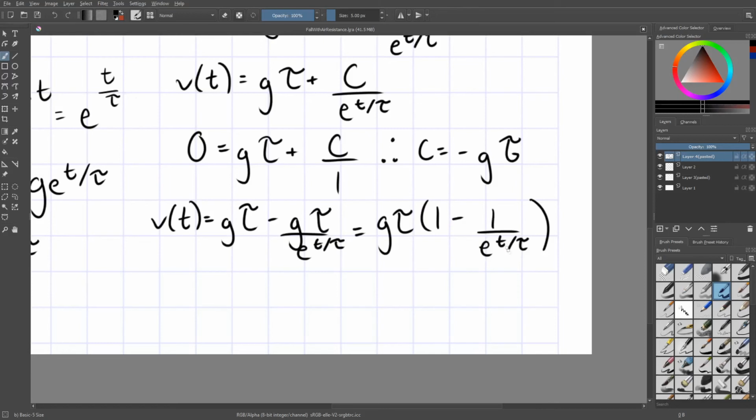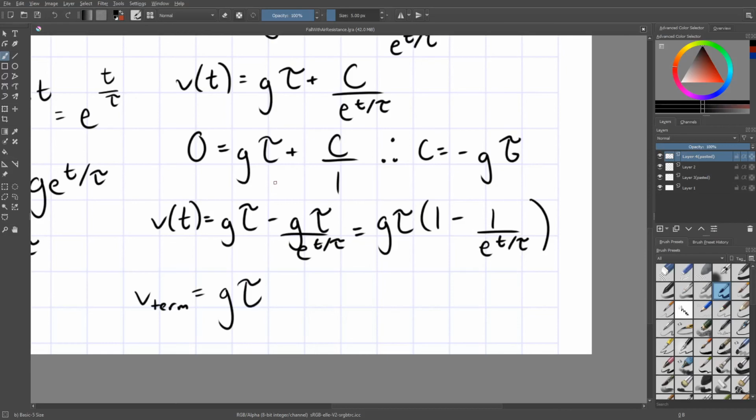Now the terminal velocity, right, would be the limit as t goes to infinity, right? What speed will it approach? And we can see here that if this term approaches infinity, then 1 over infinity approaches 0. So this term would zero out, and then we would just be left with gτ times 1. So our terminal velocity is just g times τ.